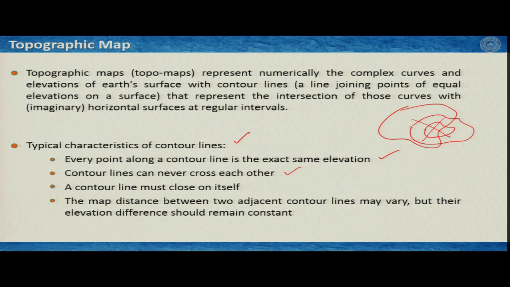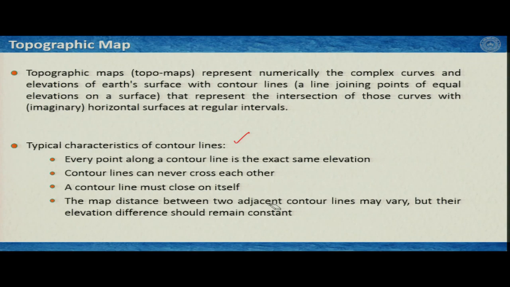A contour line must close on itself. Maybe it is not closing in your map area, but it has to close somewhere. And the lowest closing point is, of course, the sea level, we will see that. The map distance between two adjacent contour lines may vary, but their elevation difference should remain constant.